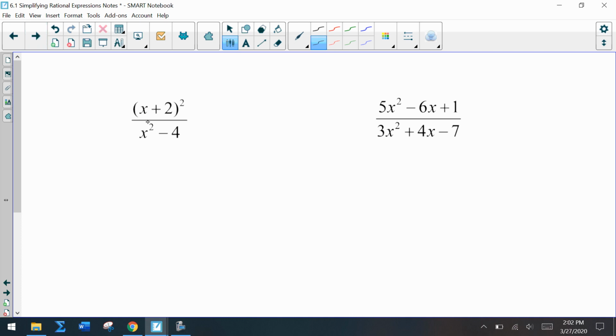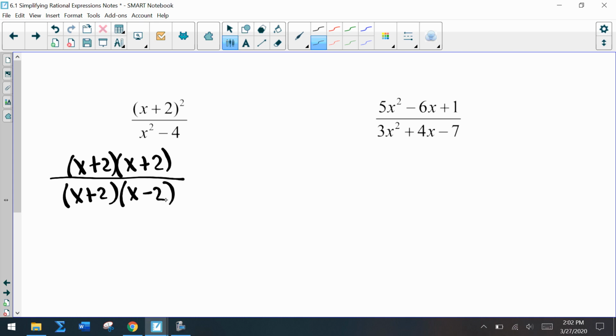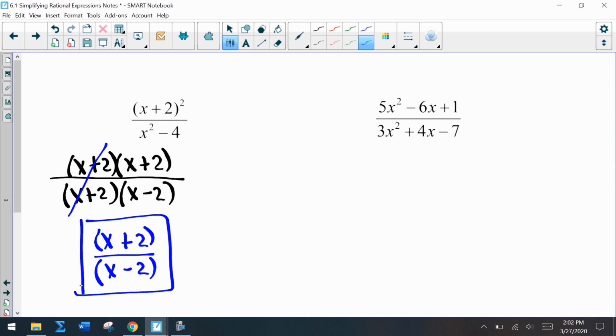All right, now for this one, notice how this top one can be rewritten as x plus 2 times x plus 2, and the denominator, x plus 2, x minus 2. So we have some factors here that we can reduce, and we are left with x plus 2 over x minus 2. I like keeping the parentheses around these binomials, so I know I cannot reduce the x's, I cannot reduce the 2's, and make that mistake of what not to do. Keeping the parentheses around those will be helpful.